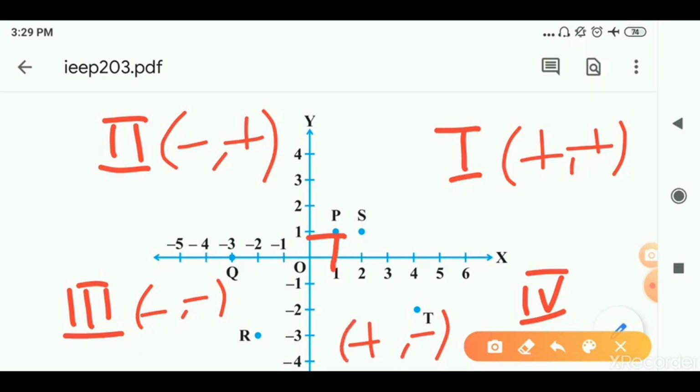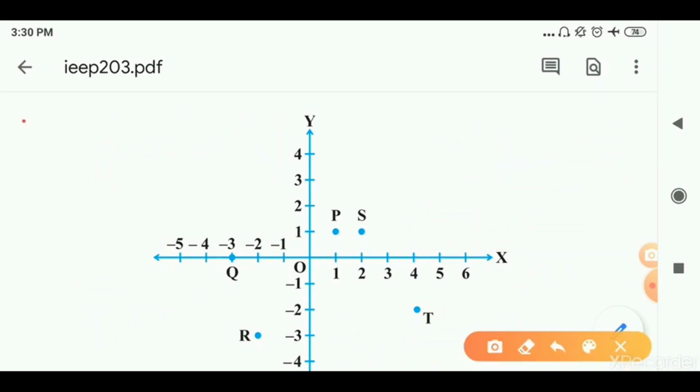You got it? So you can see the points P and S are lying in the first quadrant, and the perpendicular distance of point P from the x-axis is 1 unit, which is actually the value of the ordinate, and the perpendicular distance of point P from the y-axis is 1 unit, which is actually the value of the abscissa. So we can say the coordinates of point P are 1 comma 1. Got it? Because it is lying in the first quadrant, both values should be positive. Similarly for S, let me write here the coordinates of point P are 1 comma 1.